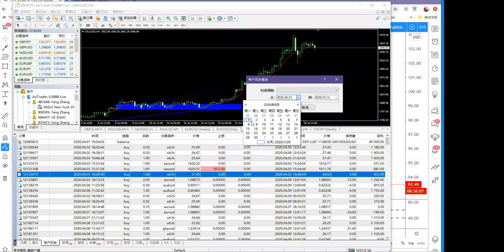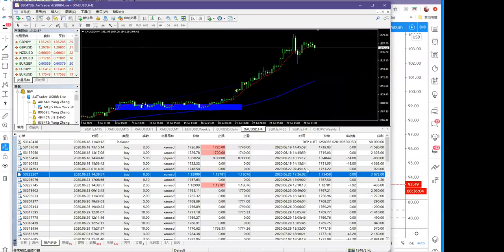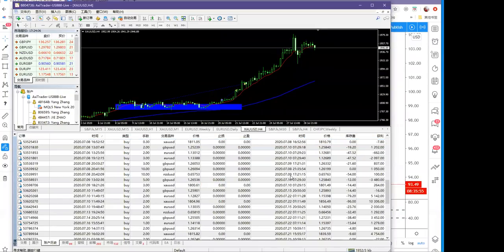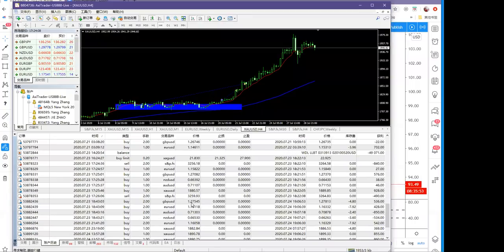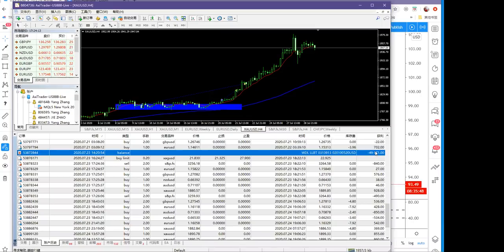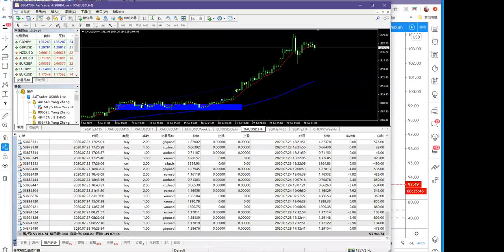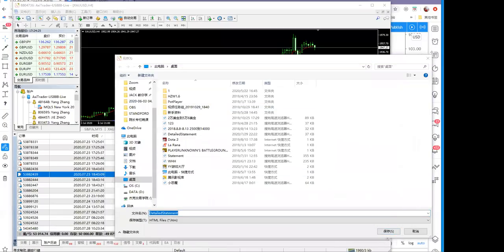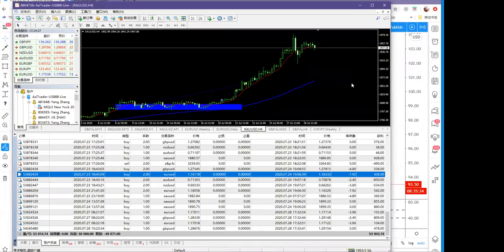2020 June 1st. Let me see what happened. You can see from June 18th, the capital of 50,000 was injected into this account, and on July 23rd we withdrew the profit of 49,000. So the account actually made a profit of about 49,000 from this turnover. Let me do a detailed statement and show you how I managed to do this.